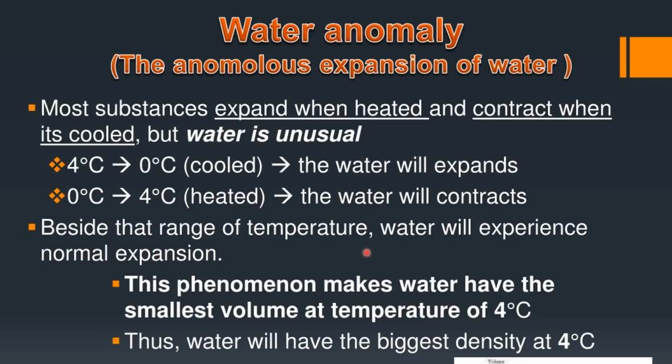Beyond this range of temperature, water will experience normal expansion. That means beyond 4 degrees Celsius, if you heat it further, 5 degrees Celsius to 6 degrees and so on, you will find that water is expanding. But in this particular range of temperature only, water shows unusual behavior. And that is why this is known as anomalous expansion of water within the temperature range 0 degrees Celsius to 4 degrees Celsius.